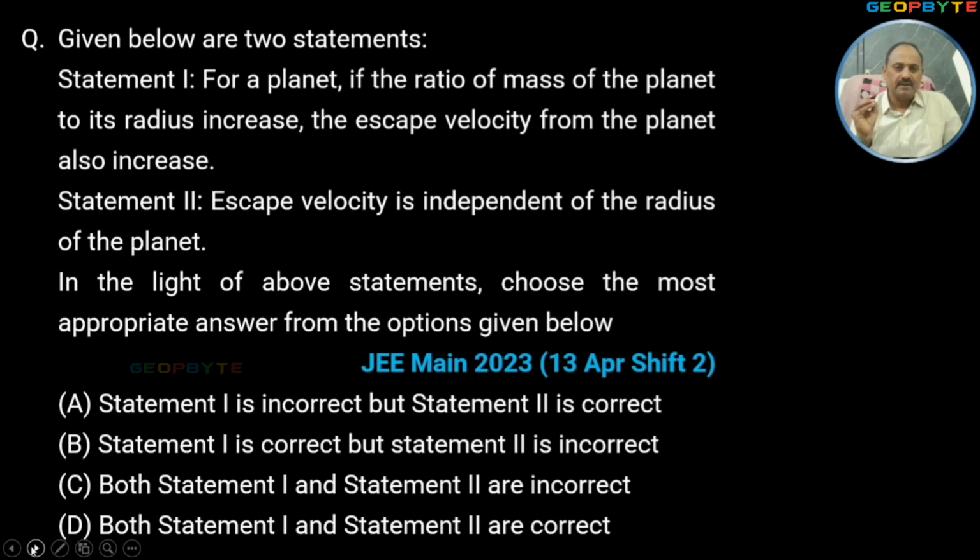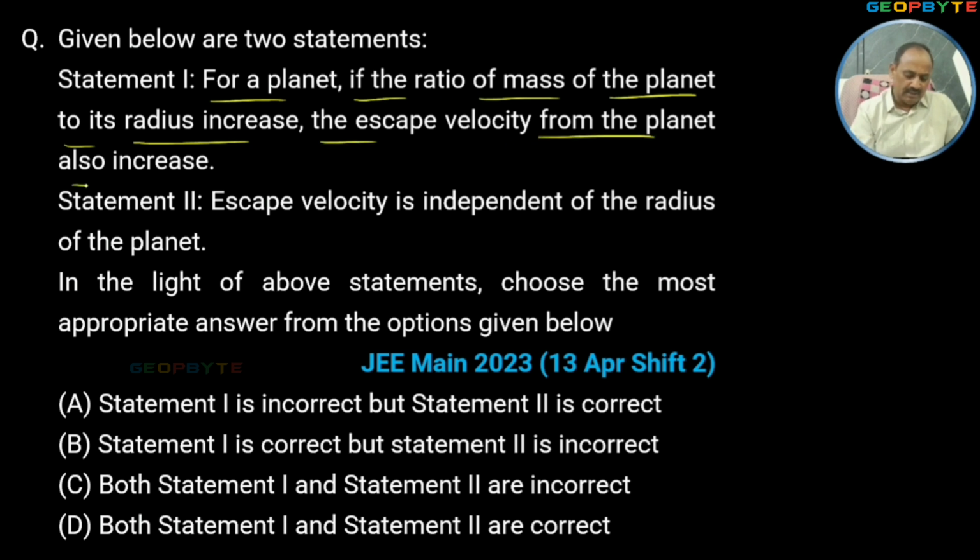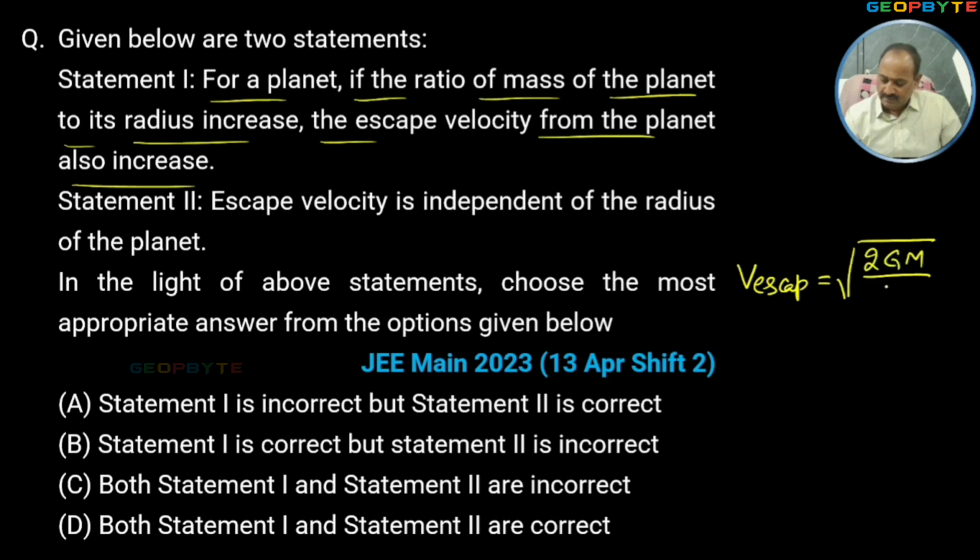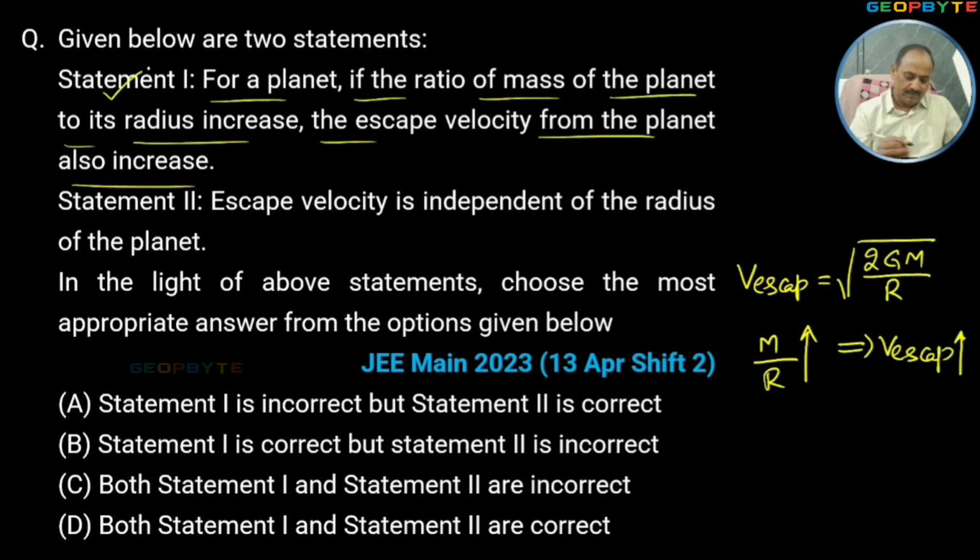It is a statement 1 and statement 2 type of question. Look at statement 1. For a planet, as the ratio of mass to radius increases, the escape velocity from the planet also increases. Because escape velocity equals root over 2GM by r. If mass by radius increases, definitely escape velocity also increases. So statement 1 is absolutely correct.